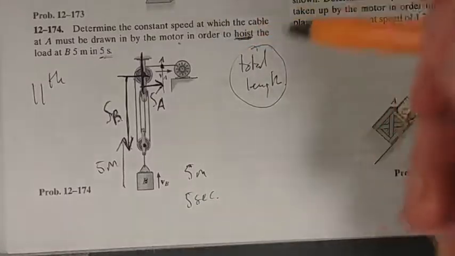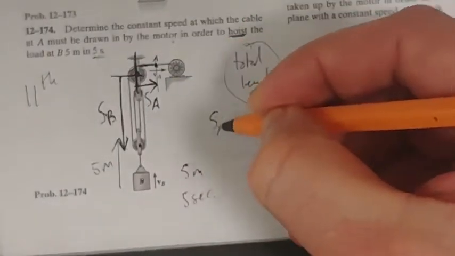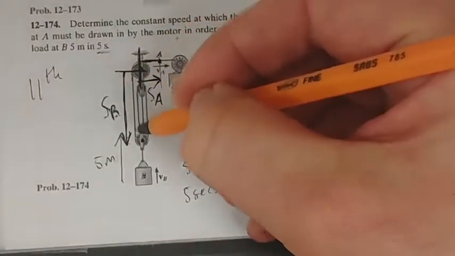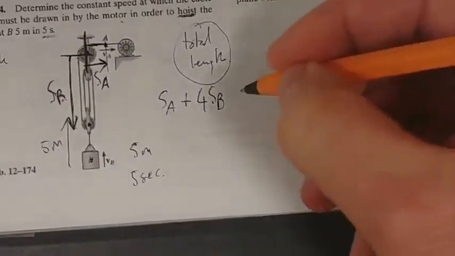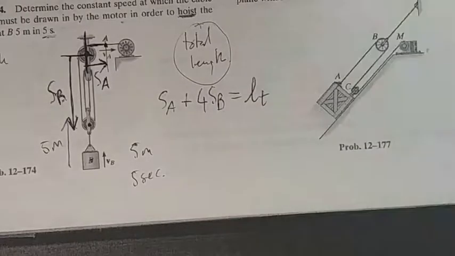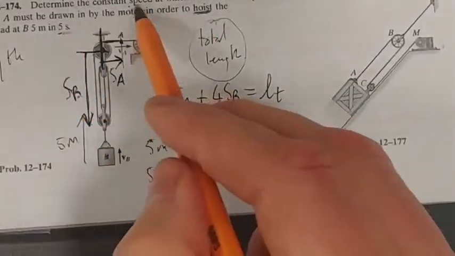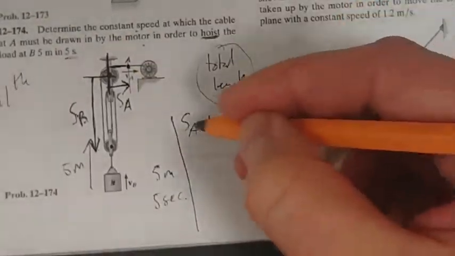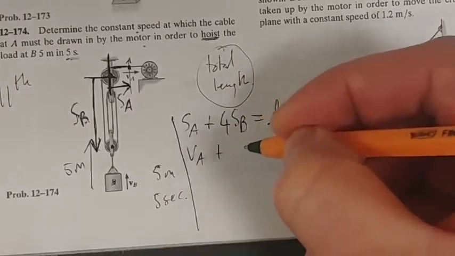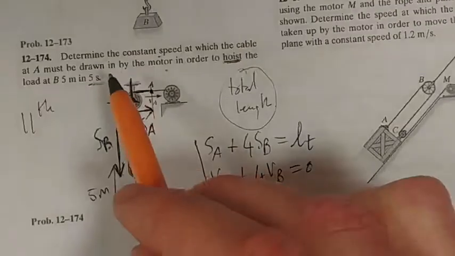What would be the total length? The total length is going to be SA plus 1, 2, 3, 4, so 4 SB equals total length. All right, then remember we're looking for velocities here. Determine the constant speed. Okay, we're looking for speed, so we need to take the derivative of this. We're going to get VA plus 4VB is 0.